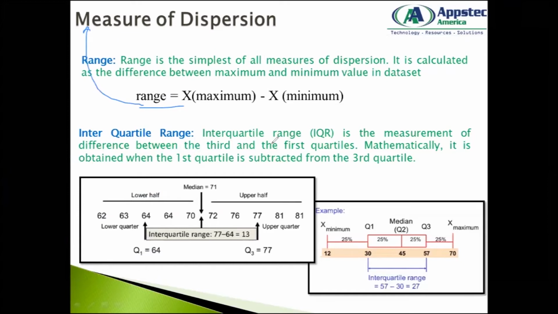Now the next thing is very, very important in statistics and also in machine learning, called interquartile range, and I have put two diagrams to it. Interquartile range is the measurement of difference between the third and the first quartiles. Mathematically, it is obtained when the first quartile is subtracted from the third quartile.